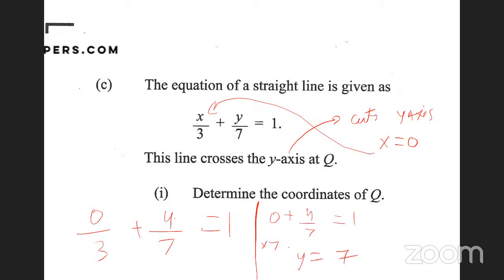See that? So therefore the point is what? x is 0, y is 7. All right? So we need to remember these little things, right?